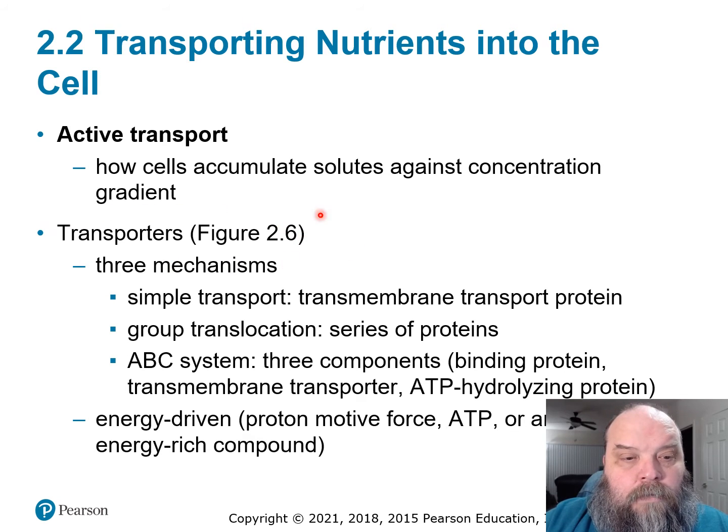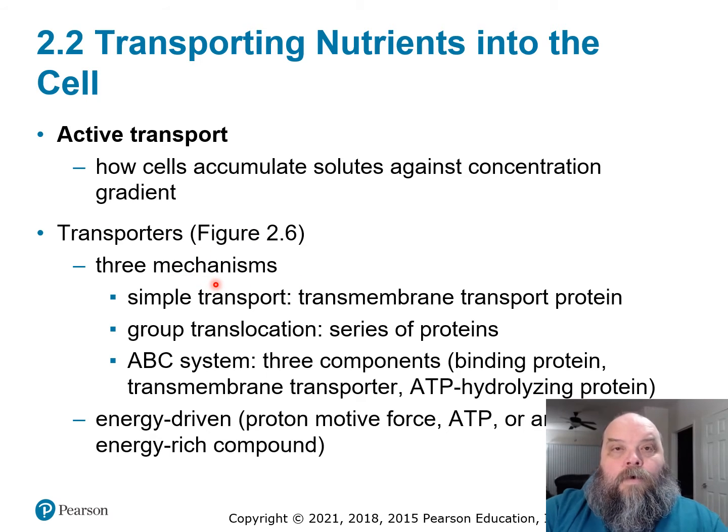There are 3 mechanism types for active transport. There's what they refer to as a simple transport. This is just a transmembrane protein, takes things from inside, moves them out, takes things from outside, moves them in. Group translocation, where it's a series of proteins that work in conjunction with each other to move things in or move things out. And then what is referred to as an ABC system.